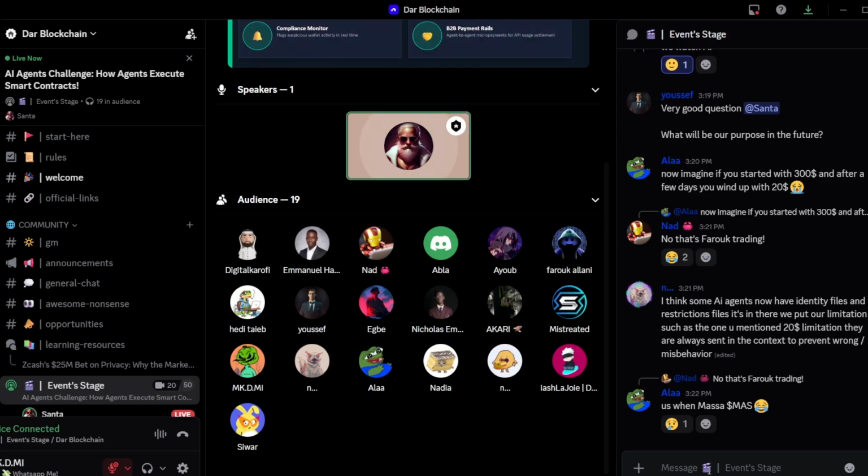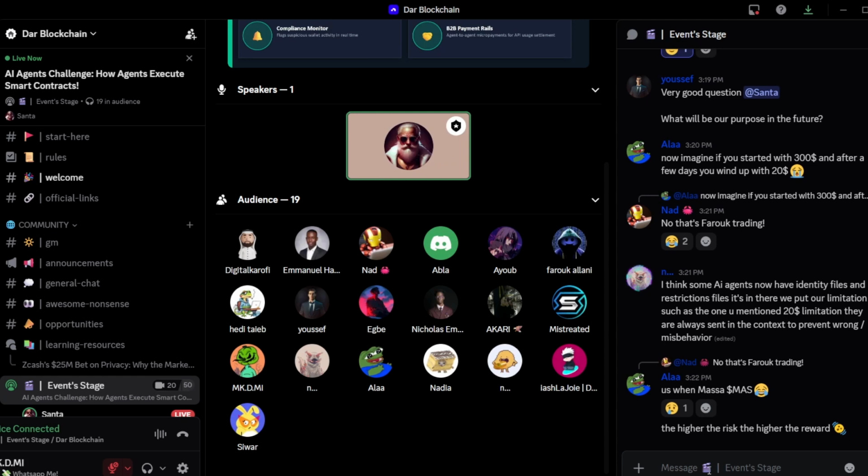Yeah, giving an AI agent a wallet without rules is a bit kamikaze. So the best practice is to set rules before giving an AI agent a wallet full of liquidity. Okay, that's for trading. I think some AI agents now have identity files and restriction files. We put our limitations there, such as the $20 limitation mentioned. They are always sent in the context to prevent misbehavior. Yes, of course.